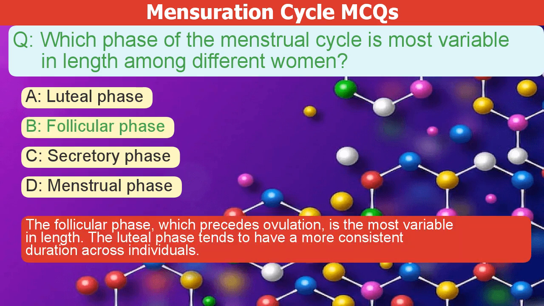The correct answer is B. The follicular phase, which precedes ovulation, is the most variable in length. The luteal phase tends to have a more consistent duration across individuals.